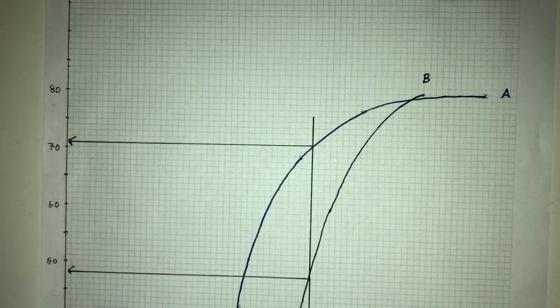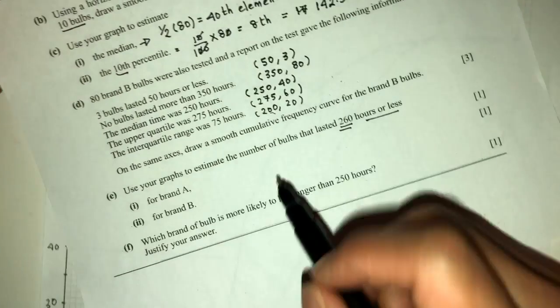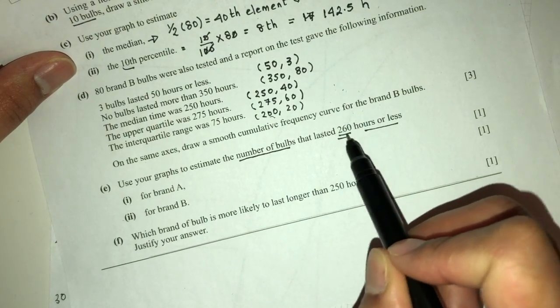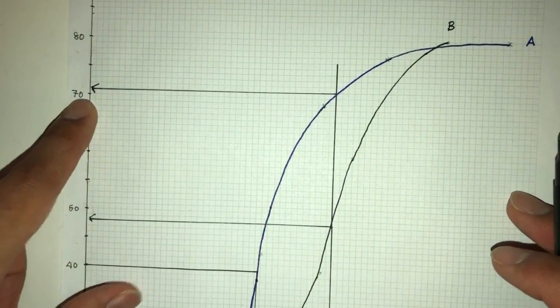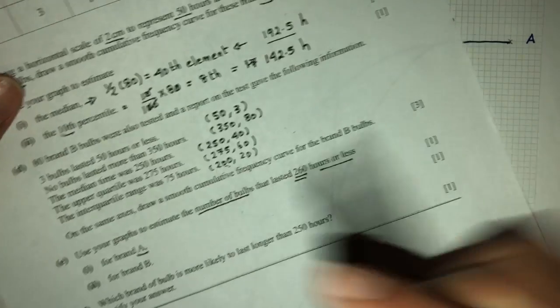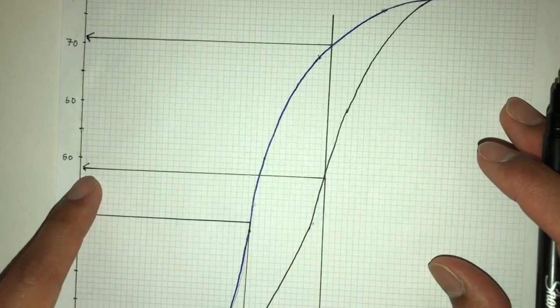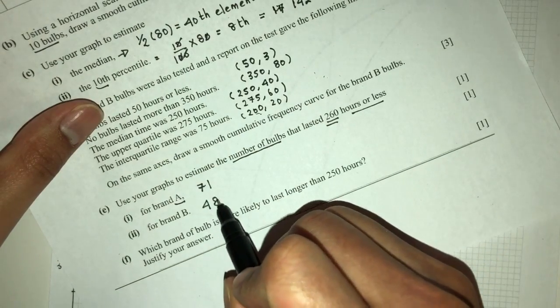Now let's check the question. So once you draw this line, the question is to estimate the number of bulbs that lasted less. So pretty easy. Brand A, you just have to read the value off. That will be 71. And for brand B, same thing, read the value off. That will be 48. So that will be my answers for A and B.